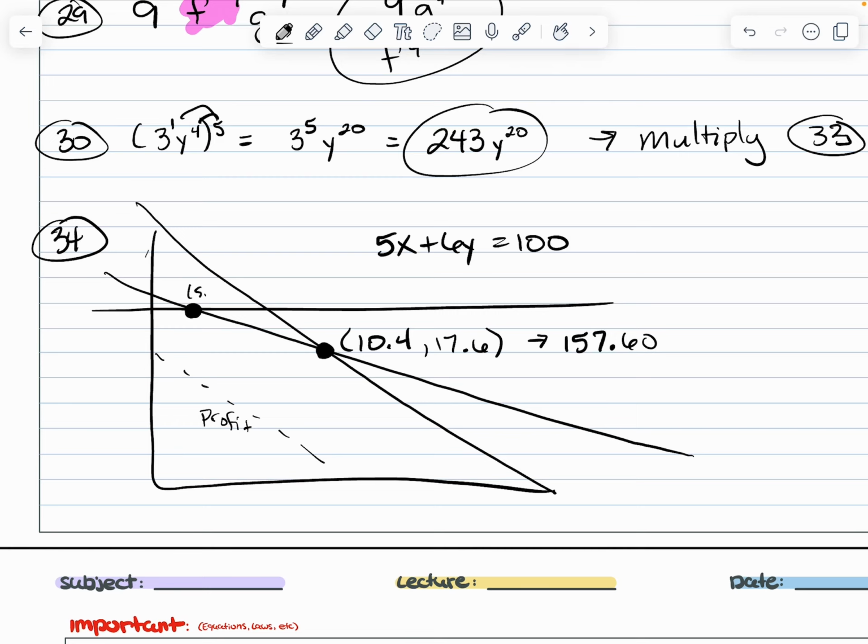Okay, and my other point, which is 5 and 20, that's going to give me a profit. So I've got 5 times 5 plus 6 times 20. That only gives me a profit of $145. So the highest profit point is 10.4 and 17.6. It's the highest point in the feasible region. The highest point is going to always give you the highest profit. So I'm always looking for the highest point in the feasible region.